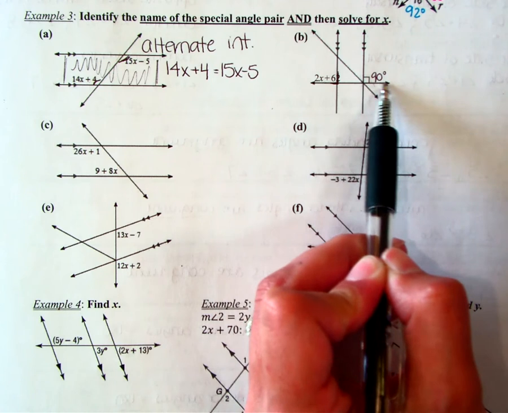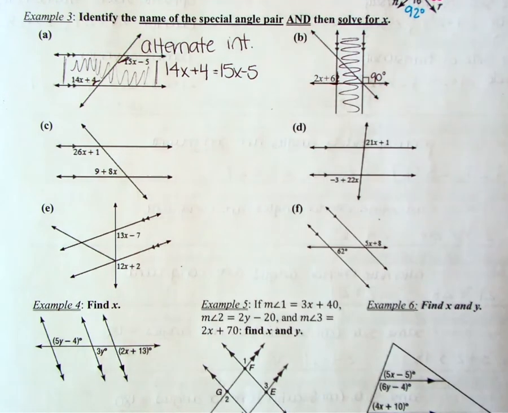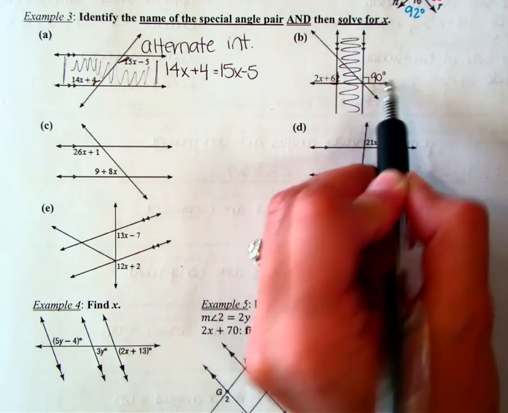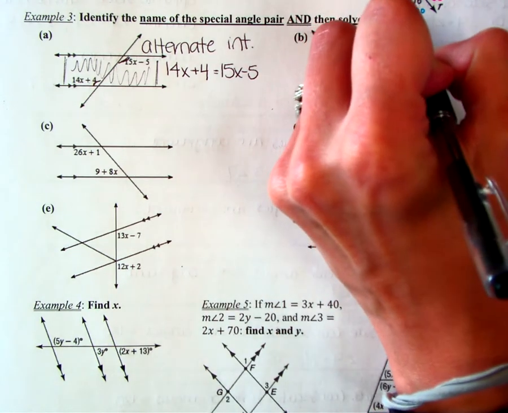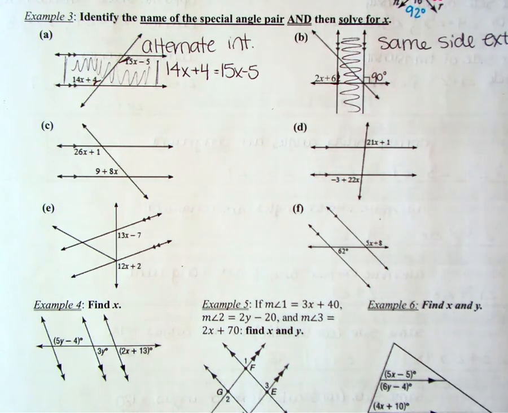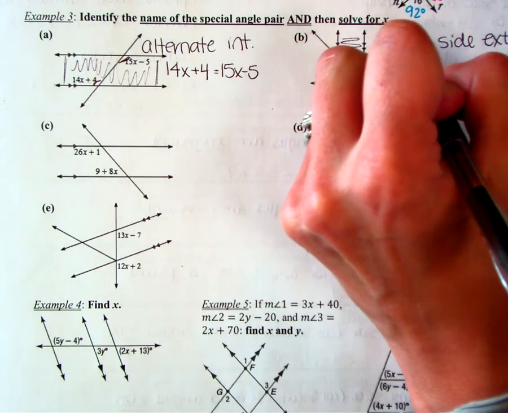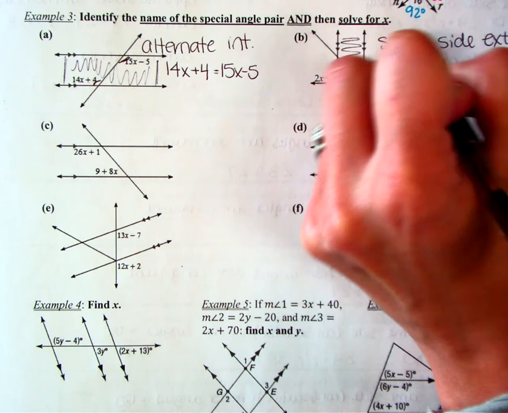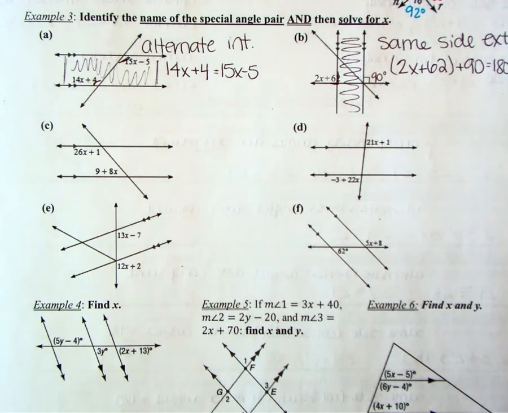Well, if this is my transversal and the interior of my parallel lines, I don't have any information there, I know that they are on the same side of the transversal, they're both above it, and I know they're outside my parallel lines. So those would be same side exterior. We know that same side exterior angles are supplementary, so we would have 2x plus 62 plus 90 equals 180. And again, you would solve it.